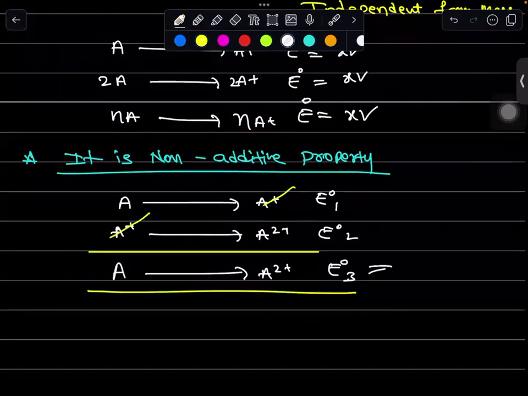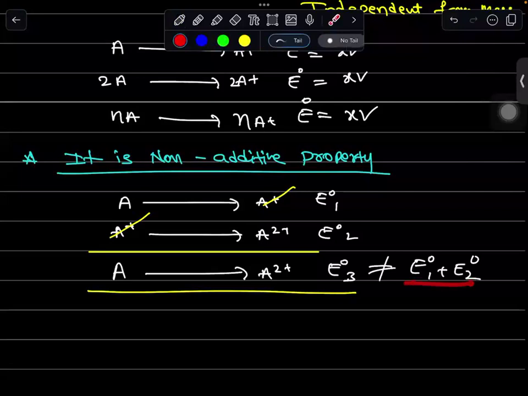But here E naught 3 is not equal to E naught 1 plus E naught 2, because it is a non-additive property. Their sum cannot be equal to this; it will have some other value. So remember, it is a non-additive property. Is this clear? Note it down.